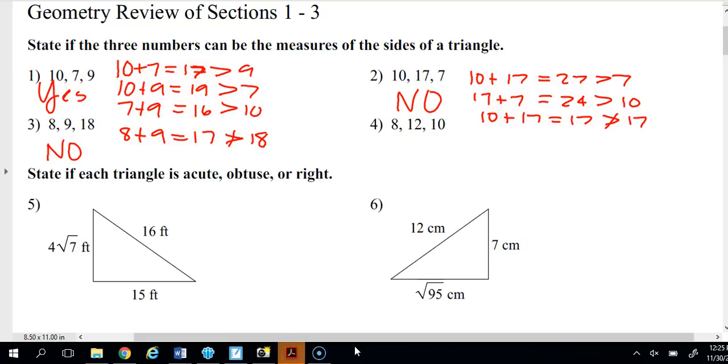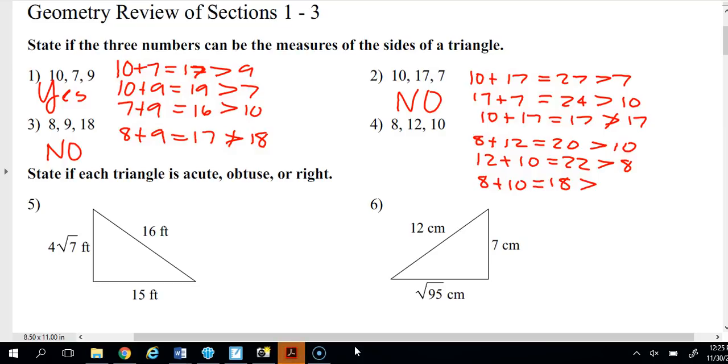And then we've got number 4. 8 plus 12, that equals 20. 20 is greater than 10. Then we have 12 plus 10, that's 22. That is greater than 8. And then we have 8 plus 10, that's 18, and 18 is also greater than 12. So this is yes.